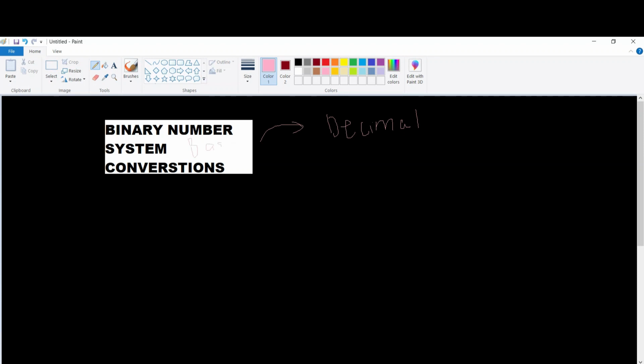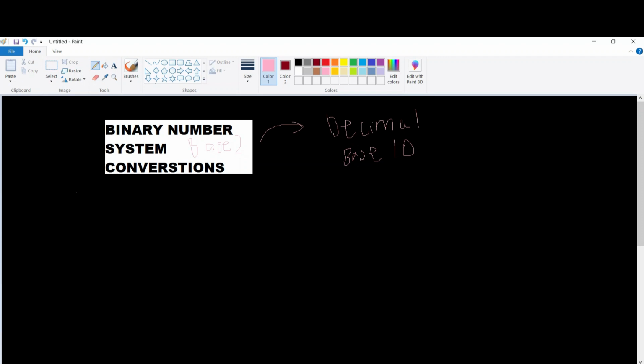Its base is 2. We'll convert it into base 10. That is decimal. It has numbers from 0 to 9 as we discussed in our last video. So let's start with an example.